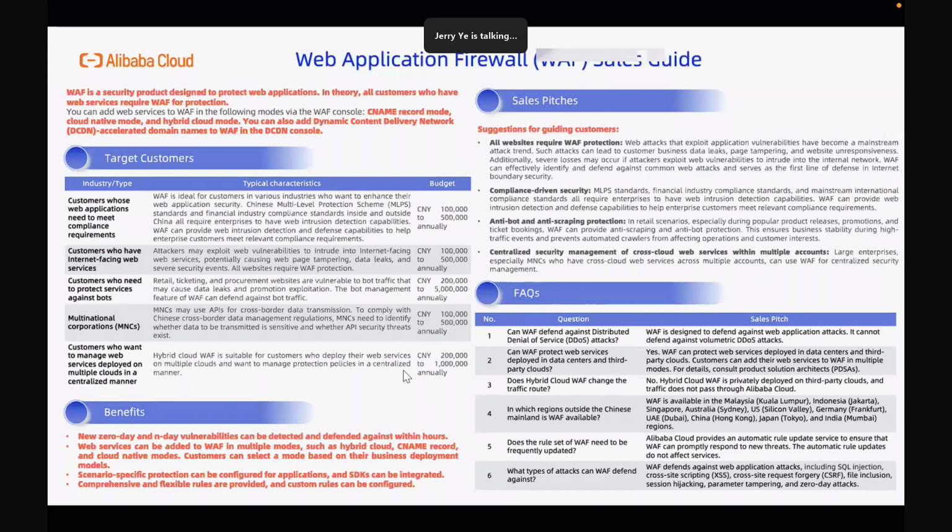The second one is the bot management. So we provide the bot management for web service and also the customer's app.